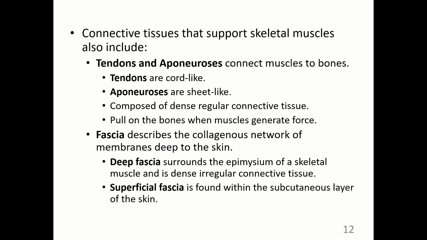Fascia describes the collagenous network of membranes deep to the skin. There's deep fascia and superficial fascia. Deep fascia surrounds the epimysium of a skeletal muscle, and it is composed of dense, irregular connective tissue. Superficial fascia is found within the subcutaneous layer of the skin and includes adipose tissue. There's a lot of collagen in our body.